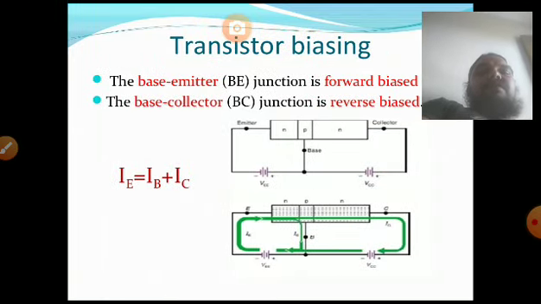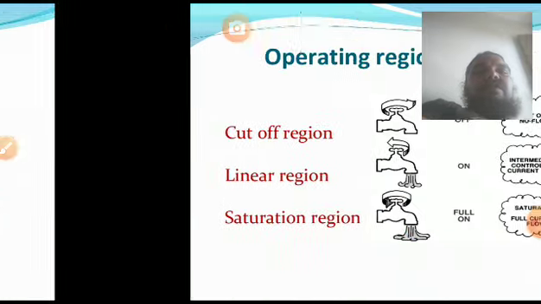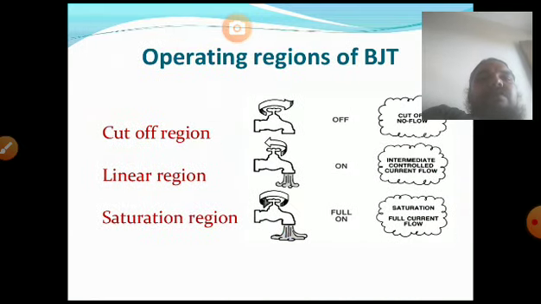Transistor biasing. The base-emitter junction is forward biased. The base-collector junction is reverse biased. The output current can be large or small. Operating regions of the BJT: cutoff region, linear region, saturation region.